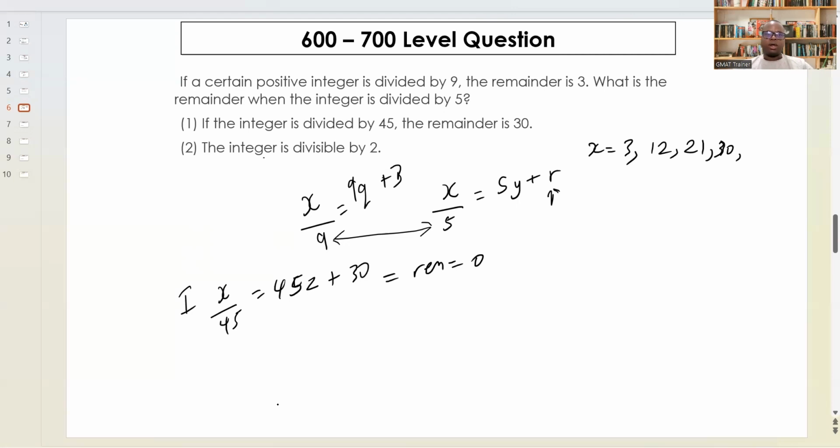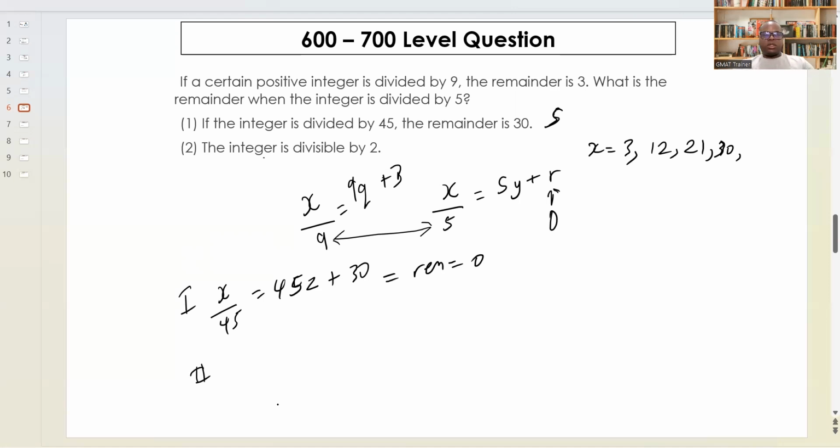What is the remainder when the integer is divided by 5? So r is going to be 0 in this case. Just by looking at the number in its expression, it is going to give us that. So we see the first statement to be sufficient, because r is giving us one value, which is 0. We don't have multiple values. Now let's see the second statement.